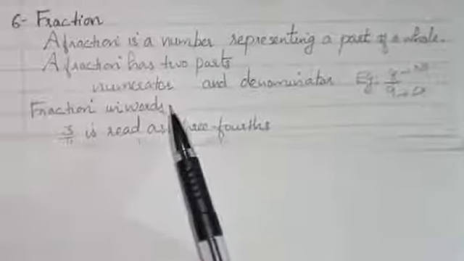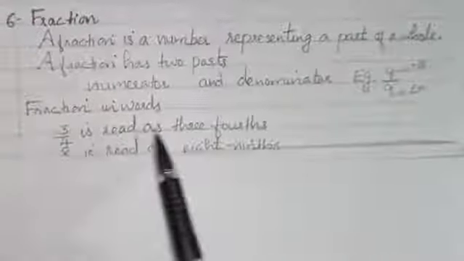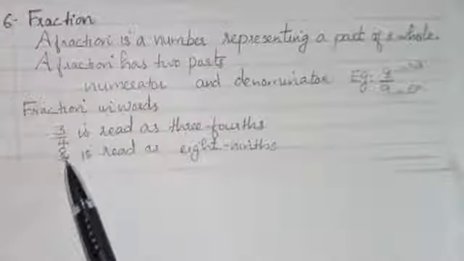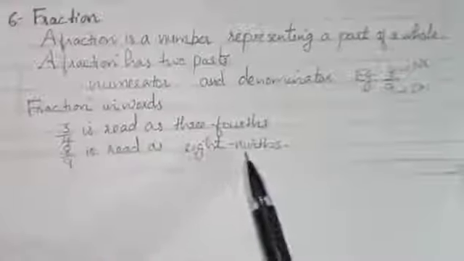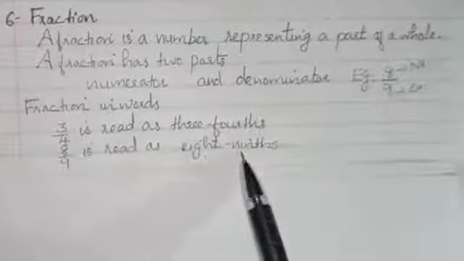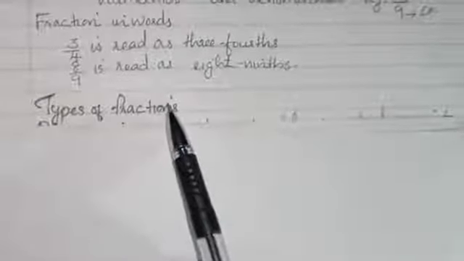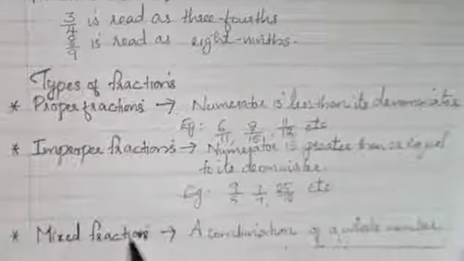Fraction in words. 3 by 4 is read as 3/4. Then 8 by 9 is read as 8/9, ninths. Next, we shall revise the types of fractions: proper fractions, improper fractions, and mixed fractions.